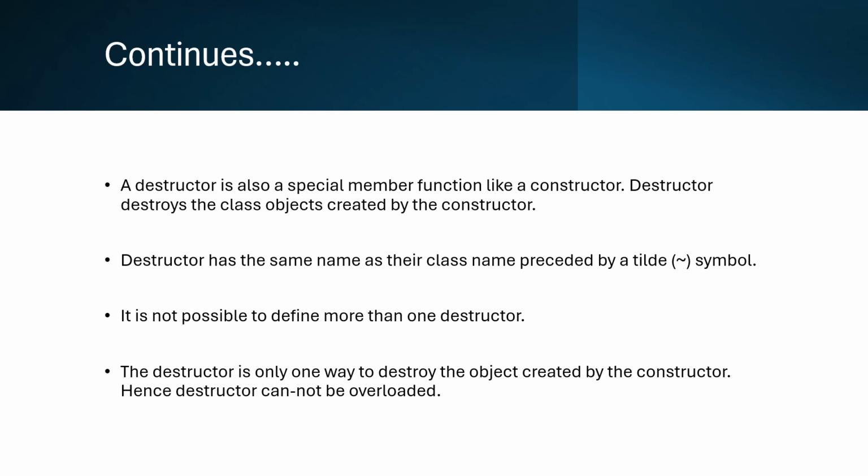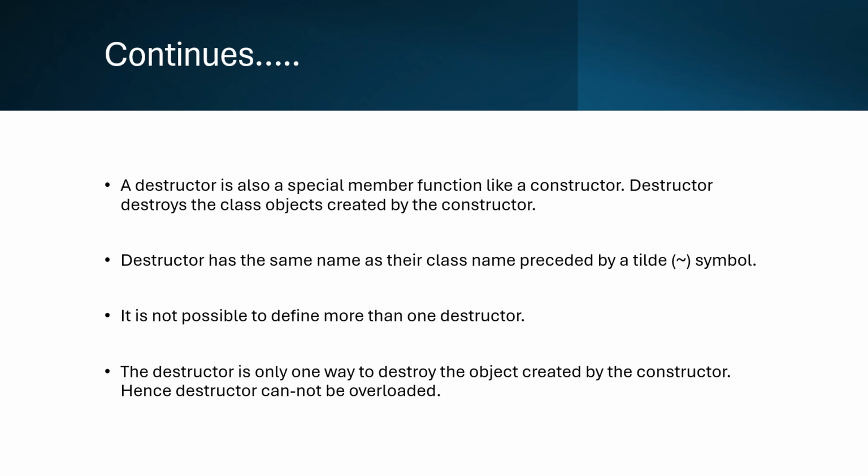A destructor is also a special member function like a constructor. A destructor destroys the class object created by the constructor. The object created by the constructor is destroyed by the destructor. The destructor has the same name as its class name, preceded by a tilde symbol. With the same class name we create a constructor, and the destructor is also created with the class name, but the tilde symbol will be there before the destructor name.